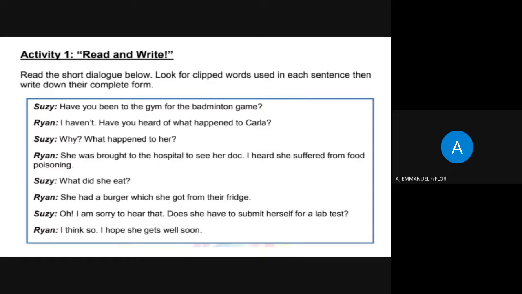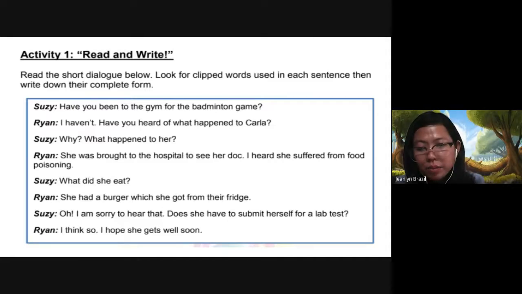Excuse me, Princess. Please, excuse me, Princess. Princess, read the instruction. Ito na muna.